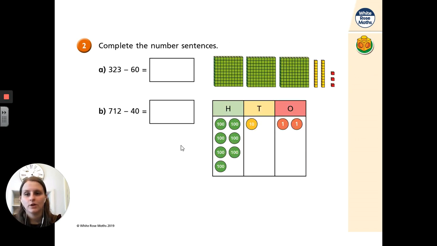Question number 2. So complete the number sentences. 323 take away 60. So you've got 323 there. So you could use that to help you to answer this one. So what do you need to do? Where will you do an exchange from? How would you set that out? And for B, 712 subtract 40. So again, you've got place value counters this time. You can always cross those out and use that method to help you if you need to draw. Or you could use a column method, whichever one will help you to answer your question. So pause here and have a quick go at those ones.